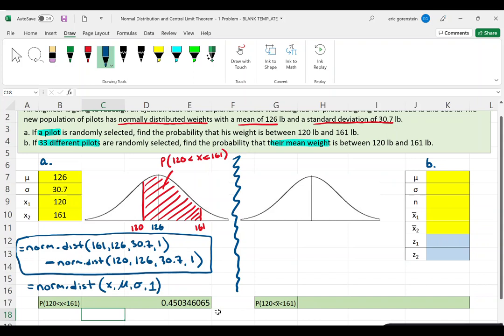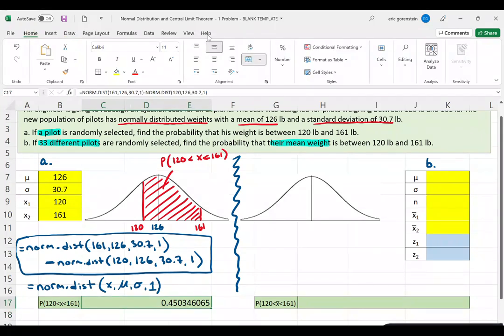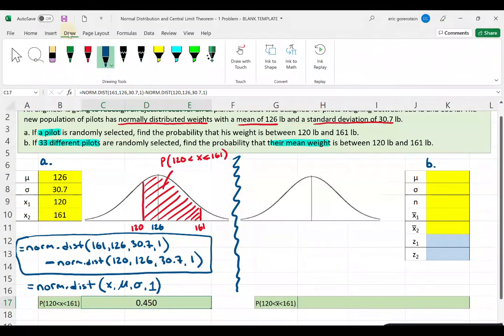Normally we round this to 3 significant digits. So we could leave it as is, but we'll say about 0.450. Okay, so now moving on to part B.